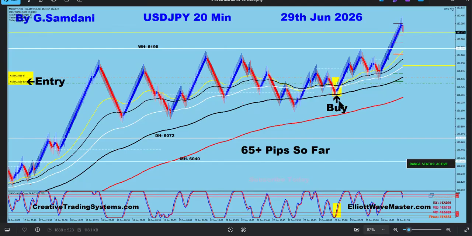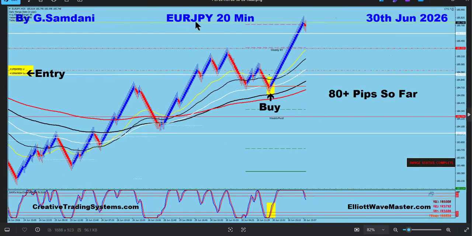That's how it is. But this one went up a little bit, so I figured that maybe it's going to come back and hit my SL. So 65 pip. Okay, that's fine, no problem. Take it and run, right? Euro yen, it's just like that, 80 pip on the 30th, buy orders right there. This was a beautiful trade as well.